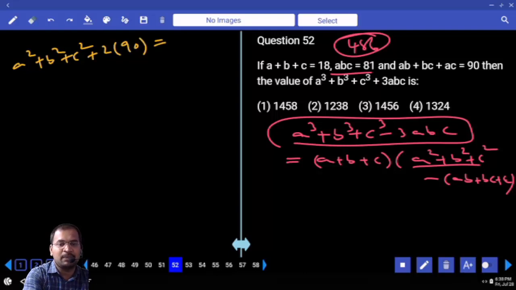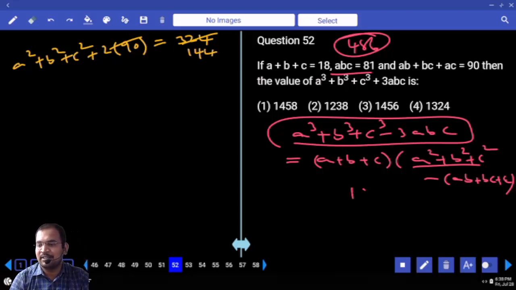That is equal to a plus b plus c whole square. a plus b plus c whole square is nothing but 324. a plus b plus c whole square is equal to a square plus b square plus c square plus 2 times of ab plus bc plus ca. Yes or not? I directly substituted. Are you clear or not? Now this is 180, this is 324. The difference is 144. Now substitute here.